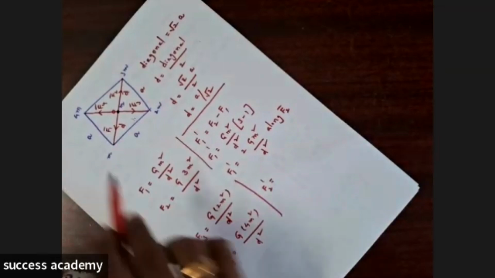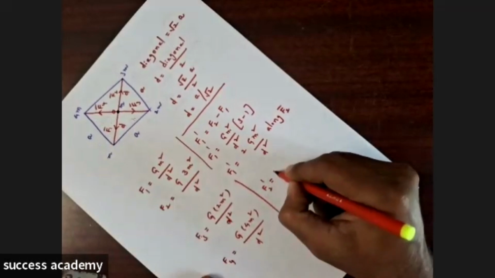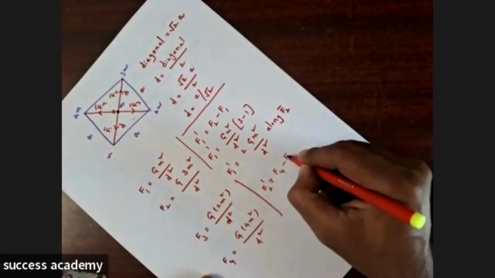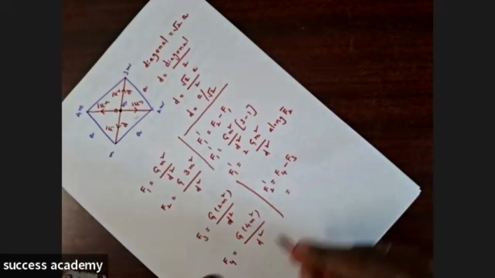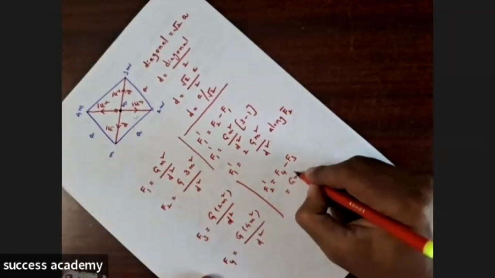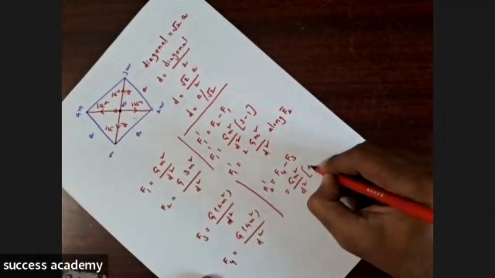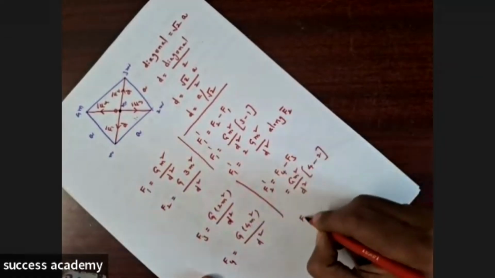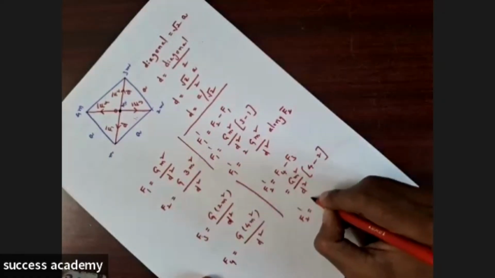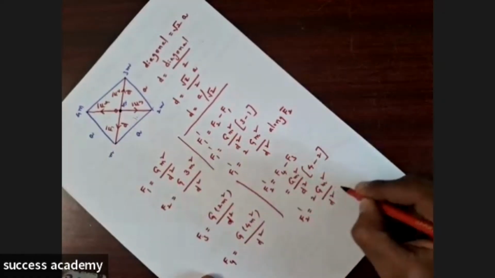Again, F3 and F4 are opposite, and that's why F4 minus F3, because F4 is greater. Here 4 is present, here 2 is present. So take G m square by d square as common, 4 minus 2. That is equal to F2 dash is equal to 2G m square by d square.